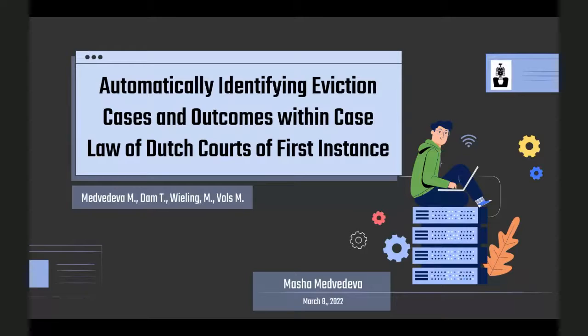Necessarily my primary topic, identifying eviction cases. I work more in predicting court decisions, and this is not necessarily what we're going to be doing here. But I'm going to start a little bit with the sort of background story of how we got there.